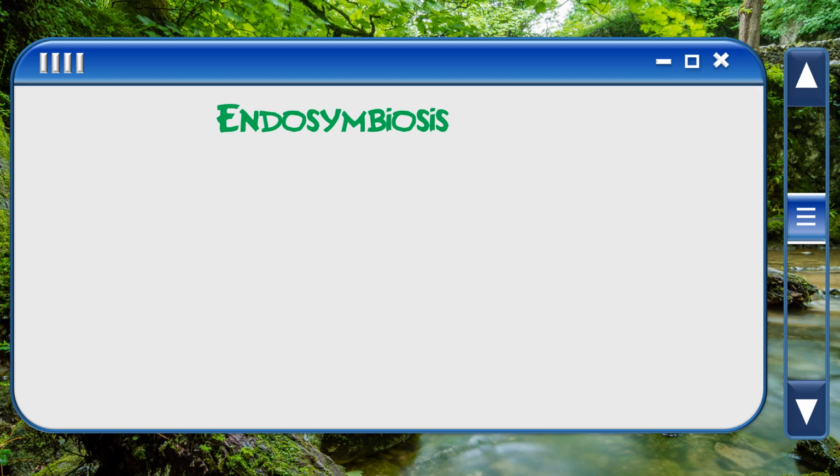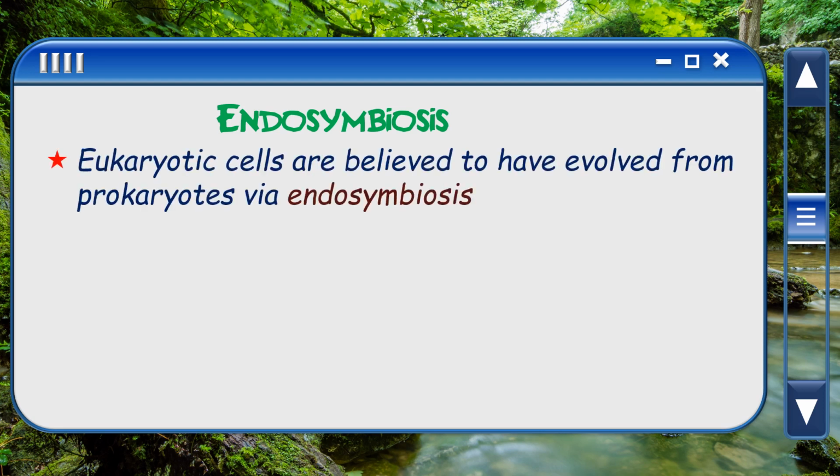Endosymbiosis. Remember, we are talking about the origin of cells. Now we are coming to another one, endosymbiosis. Here we are saying that eukaryotic cells are believed to have evolved from prokaryotes via a process called endosymbiosis.